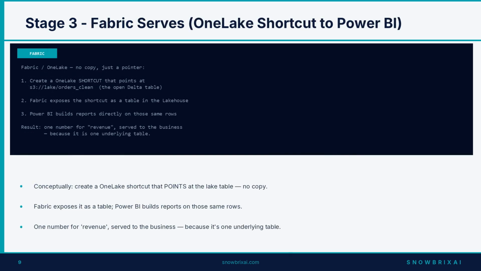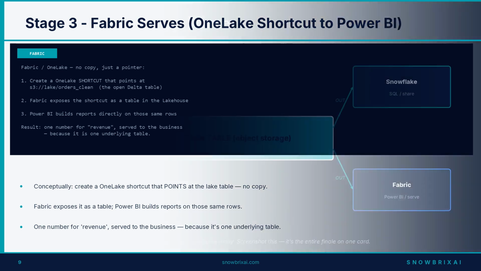Stage 3 is where Fabric serves the business. Conceptually, you create a OneLake shortcut. That shortcut points at the lake table. It does not copy a single byte. Fabric then exposes it as a table, and Power BI builds reports directly on those same rows. So when a manager asks for revenue, there is exactly one number, because there is exactly one underlying table produced by Spark, read by Snowflake, served by Fabric, all the same data. That is the whole magic in one shortcut.